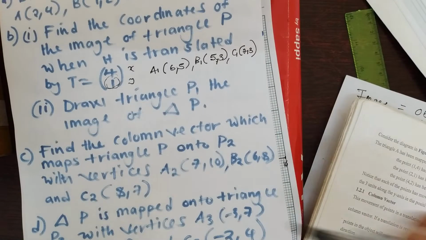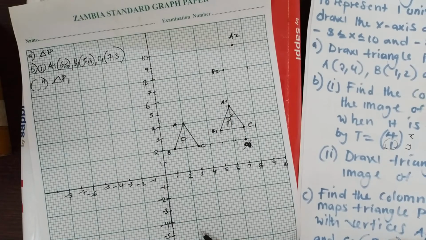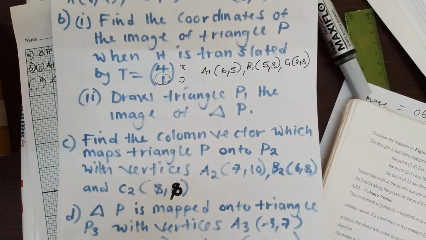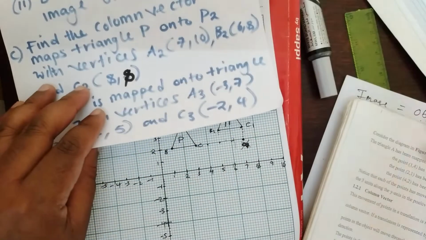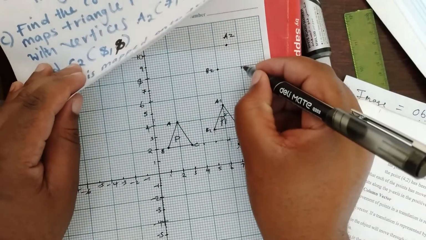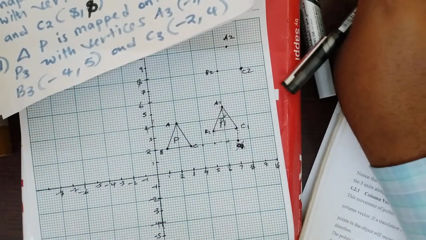Okay, so this is the 8,8. Take note. So that is 8,8, not 7. I just checked here. So it's supposed to be 8,8 somewhere here. So we have C2. Then get your ruler and join.